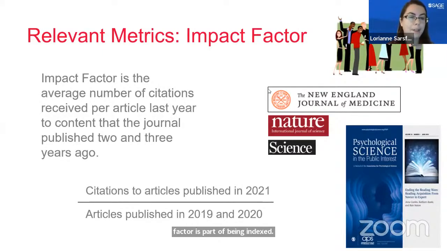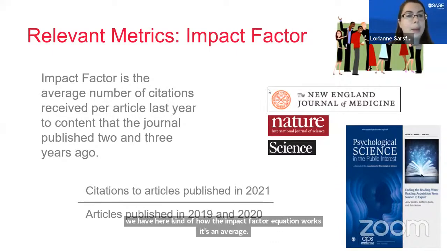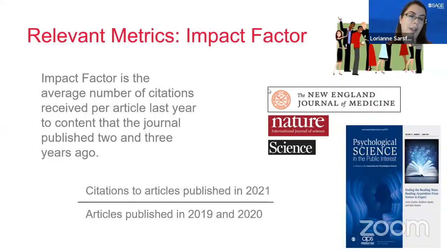So we have here how the impact factor equation works. It's an average related to the number of citations per article in the last year: citations to articles made in the last year to items published in the prior 2 years. So you can see the breakdown here.